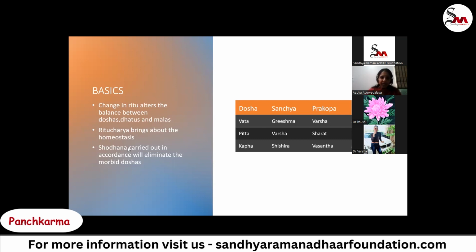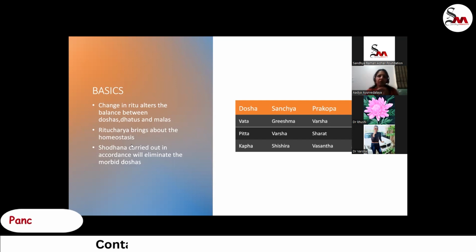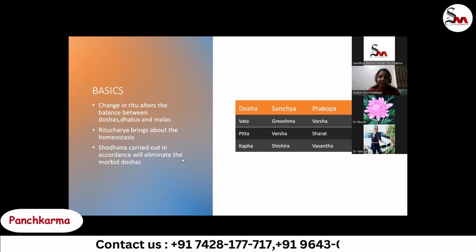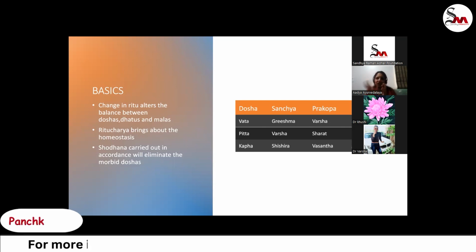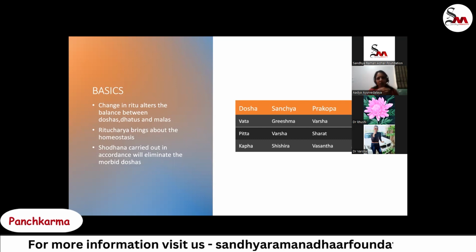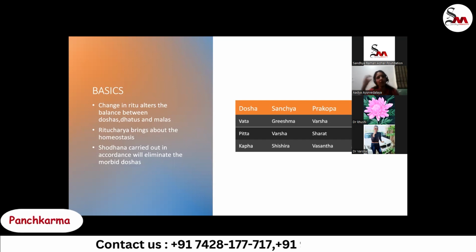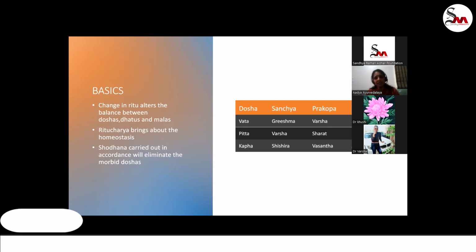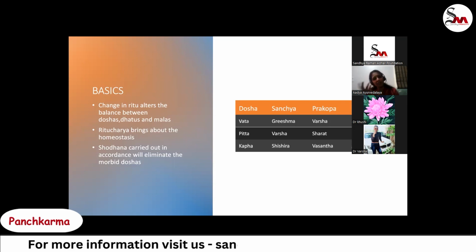Shodhana carried out in accordance with the prakopa of doshas, according to Rutu, will eliminate the morbid doshas. What happens during these changes in Rutu Sandhi? First there will be dosha prakopa. If you are not attending to it, these dosha prakopa will cause dhatu paka and there will be malasanchaya. This dosha paka will involve dhatu and malas also. Hence, we can expect lots and lots of disease during Rutu Sandhi, or during change in the Rutu.